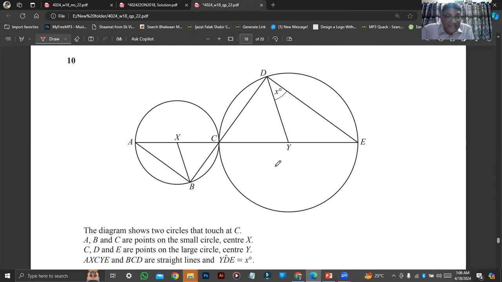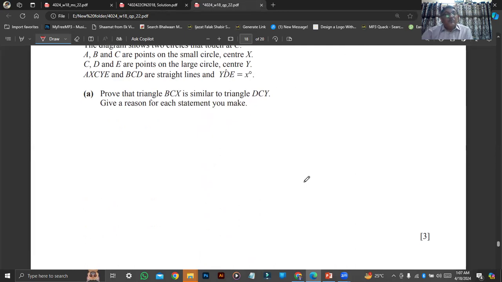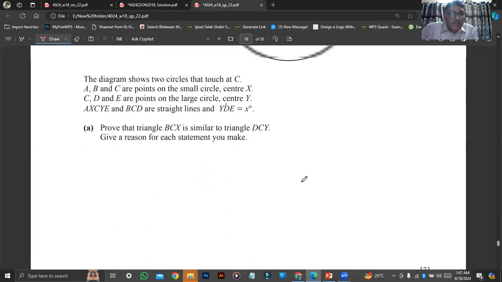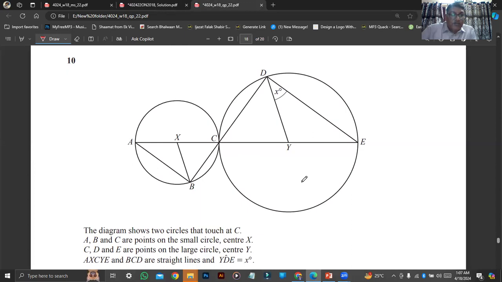Center Y. A, X, C, Y, E is a straight line. And BCD is a straight line. So straight lines, and the angle YDE is x degrees. Their question is: prove that the triangle BCX is similar to the triangle DCY. Give a reason for each statement. Okay, so we have to give a reason.